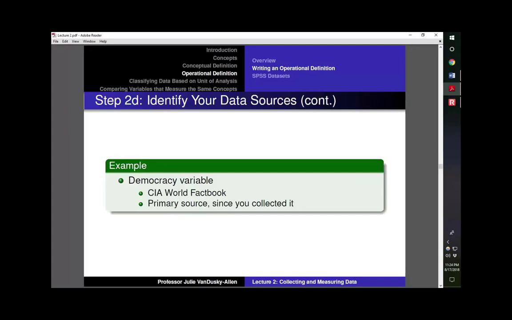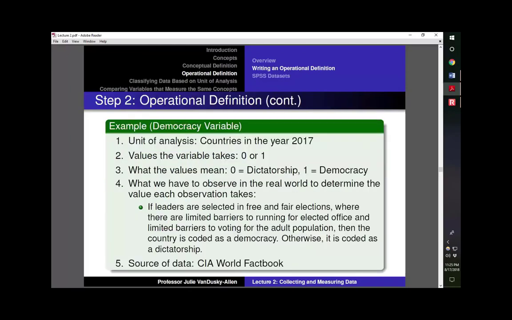So in our previous example, we stated that we would classify a country as democratic if it had free and fair elections, where every adult could participate and the rules do not favor one party over the other. In addition, leaders in a country have to face re-election at fixed intervals. We could use the CIA World Factbook as a data source in this case to determine if different countries throughout the world meet those two criteria. The variable we created would be a primary source as we collected it. And here is the operational definition of democracy in full.